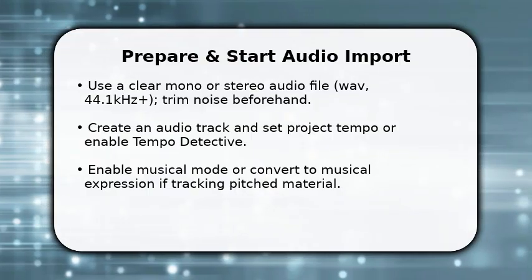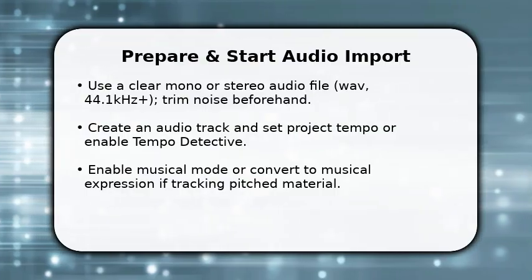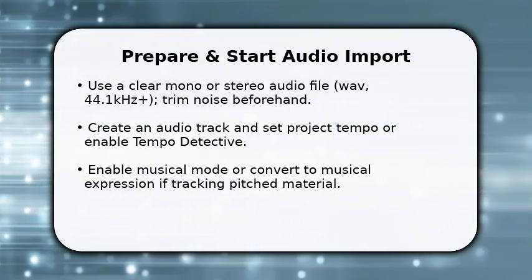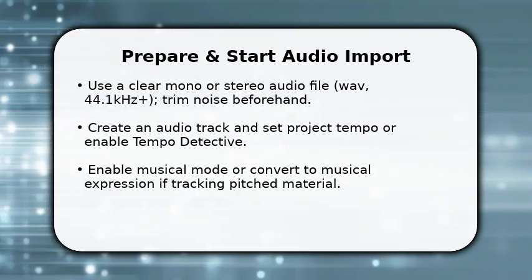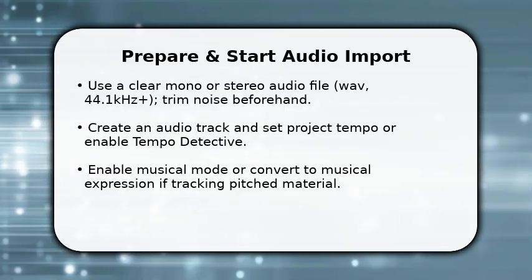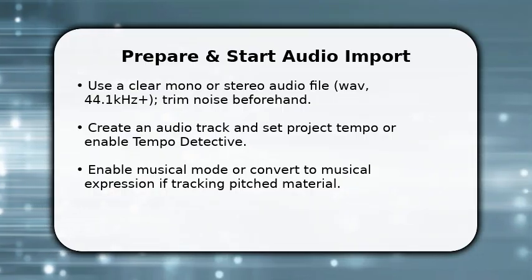You'll begin by importing a clean audio file into Cubase and getting tempo alignment. First, create an audio track and drop your file in. Make sure project tempo roughly matches the performance so transient detection works.